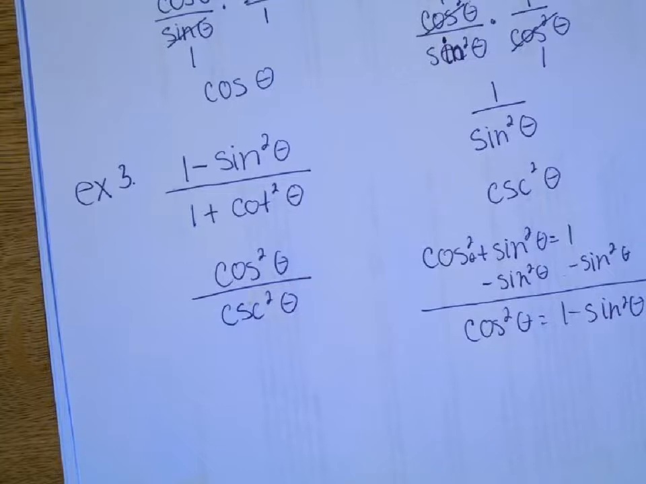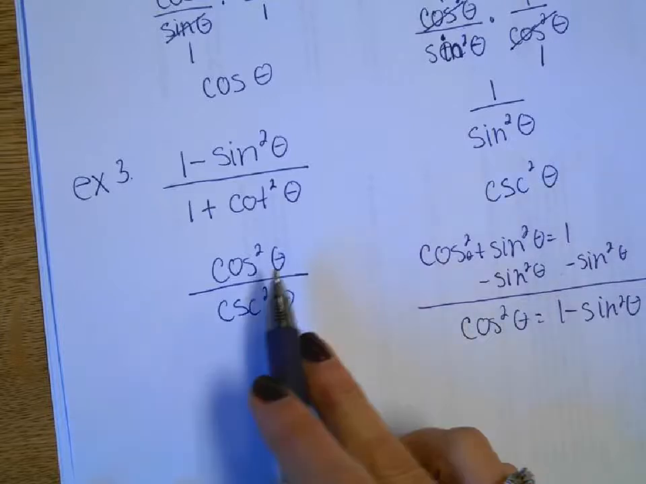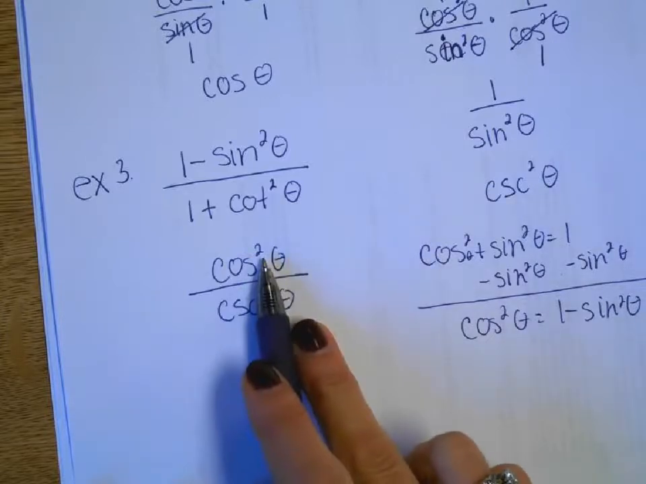Okay. Now we still have to switch everything to sines and cosines at this point. So we did a little simplifying. Now you want to switch everything to sines and cosines and see if you can simplify any more. So cosine squared is going to stay cosine squared.